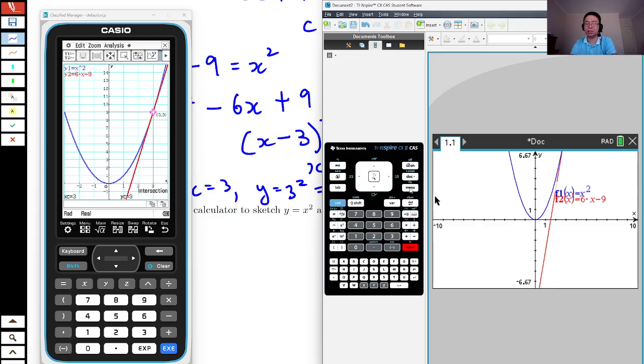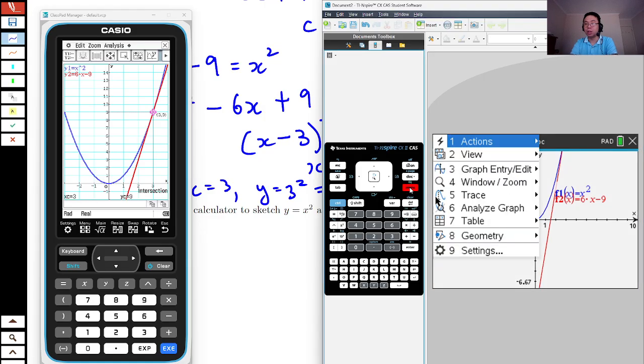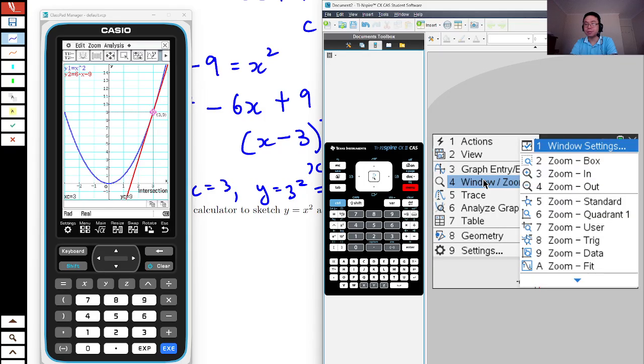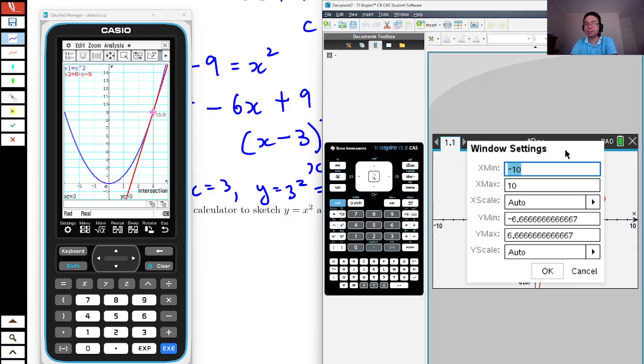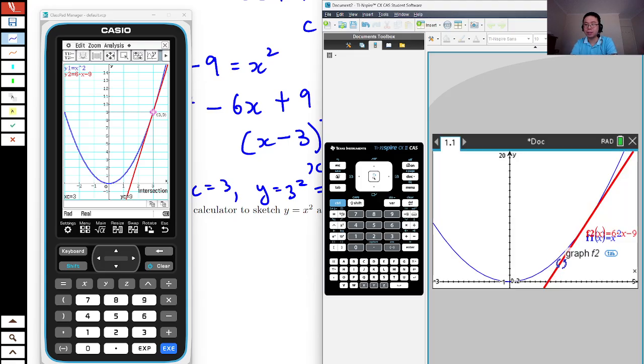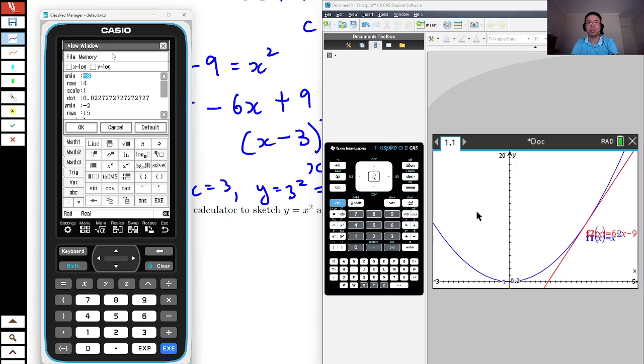So let's change that. So we'll go to Menu, Window, Window Settings, and again, you have to play with it a little bit. But I recommend maybe something like this, based on what we did on the ClassPad. And you can see, yeah, it does look quite convincing that this is a tangent. I'll change it on the ClassPad as well. I'll increase the y max to 20.